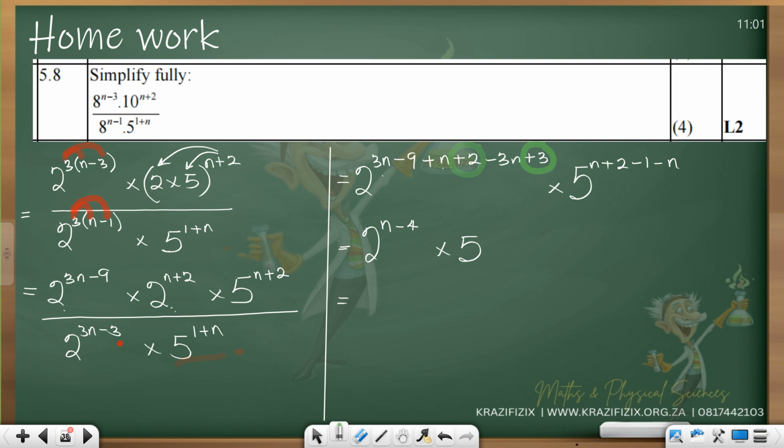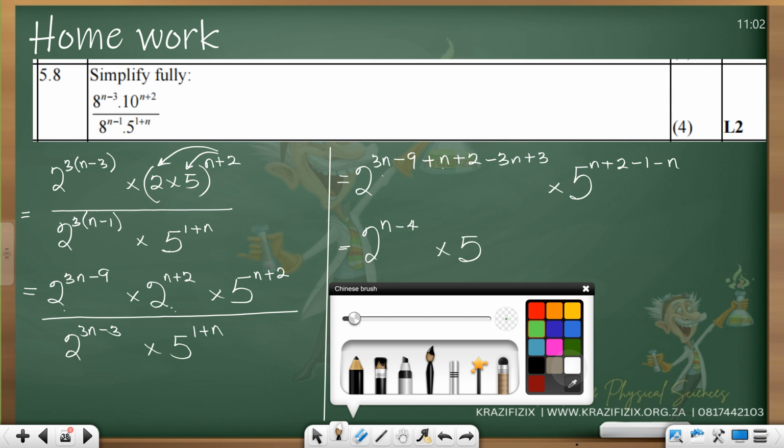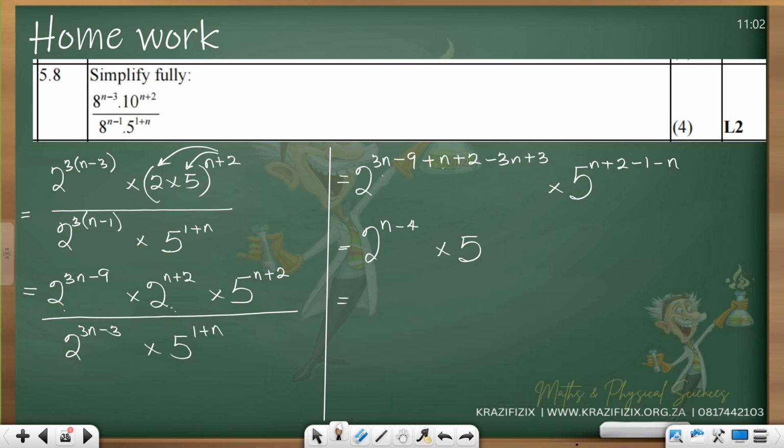So, simplify fully. There's nothing more we can do here, and this is going to be our final answer. We cannot simplify. Oh, wait, we can. Let me do something. This can be written as 2 to the power n times 2 to the power negative 4, times 5. Let's simplify fully.